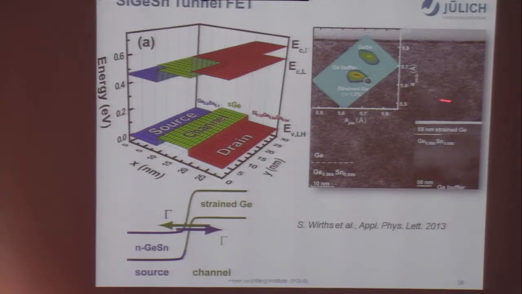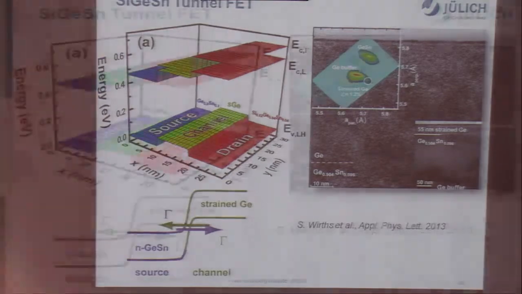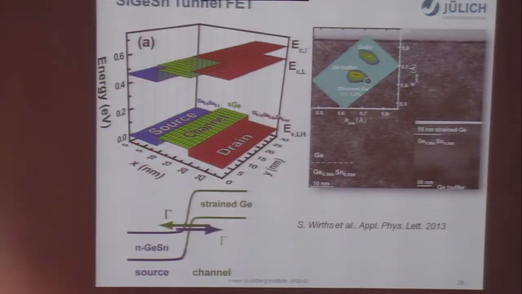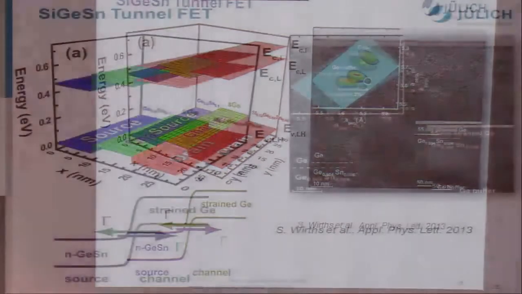Here shows the TEM picture for the growth of the strained germanium on a relaxed germanium tin with a tin content of 10%. You see here from the XRD measurement, we show that the germanium has a strain of 1.2%. So in this case, we can have this direct tunneling at the source from the gamma point to gamma point.